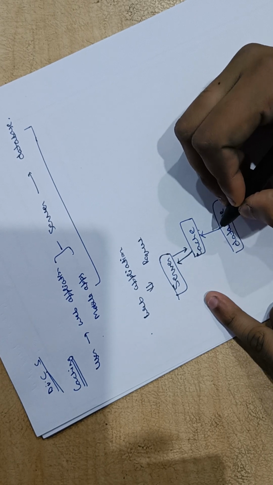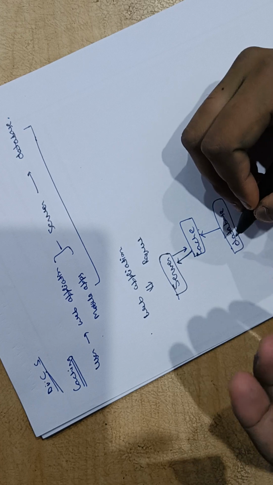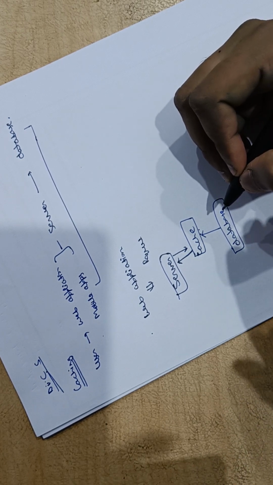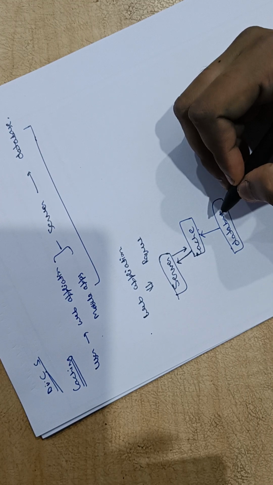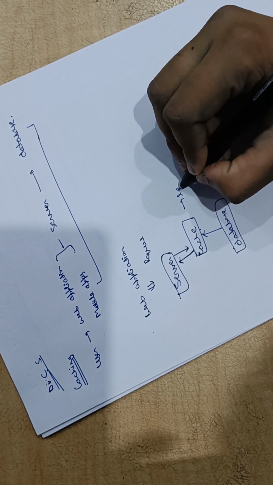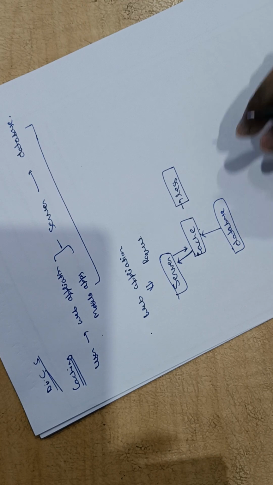So cache memory indirectly reduces the time for fetching the data from the database again and again, because the database contains a heavy amount of data and the cache contains a smaller amount of data. So that's why cache memory is used.